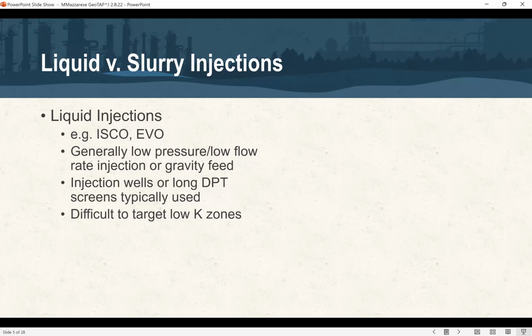You can use injection wells, for example, or a long DPT 5 foot, 1.5 meter screen. But in general, it's difficult to treat sites where your target zones are lower permeability, lower hydraulic conductivity zones. Silts and clays are harder to treat with those technologies, because you need to apply pressure, especially in something like a clay, to get the material properly distributed.